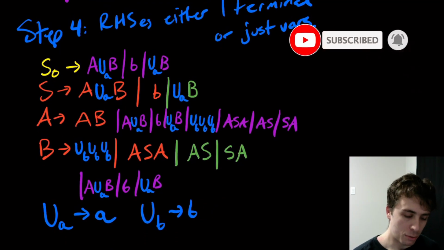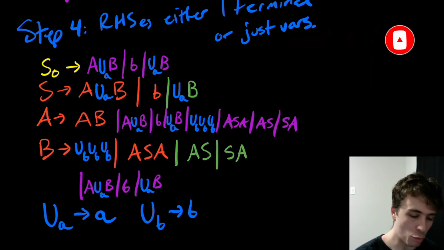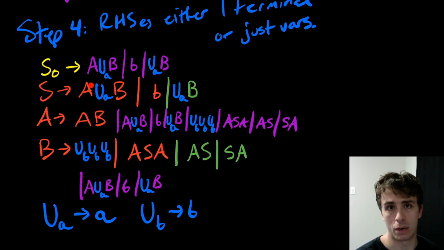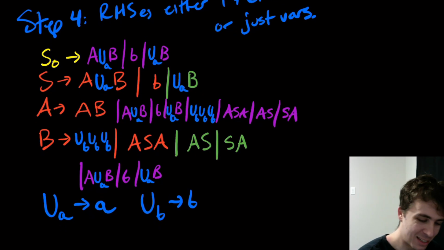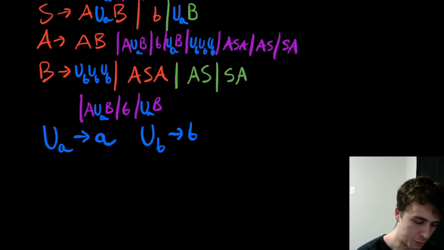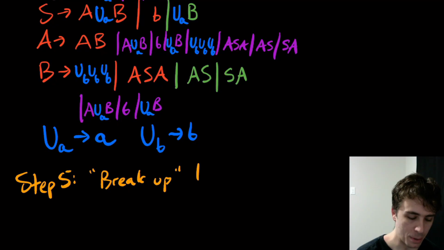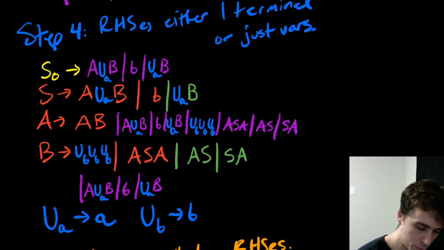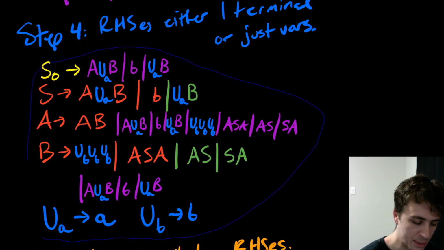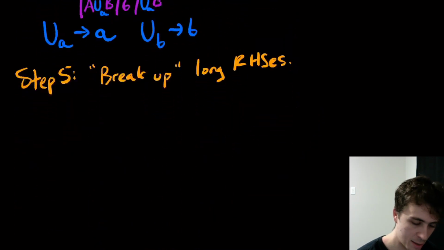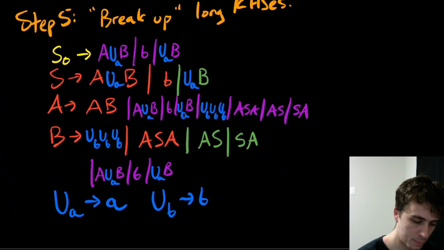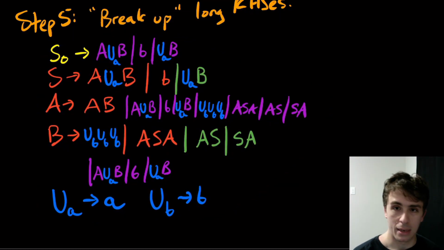Great. So now the only thing we need to do is to deal with these long right-hand sides that have a bunch of variables in them. And they can't have terminals because we just fixed them. So let's deal with that. So for step 5 in orange, we're going to break up, so this is just my term, break up long right-hand sides. And what I'm going to do, just like before, is copy this grammar down to here. Okay, so here's how we're going to do this.